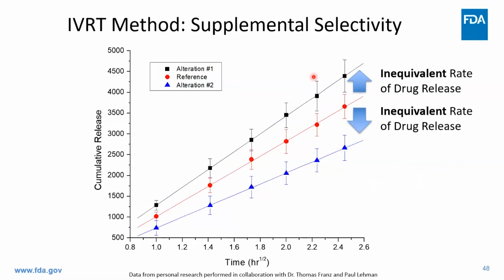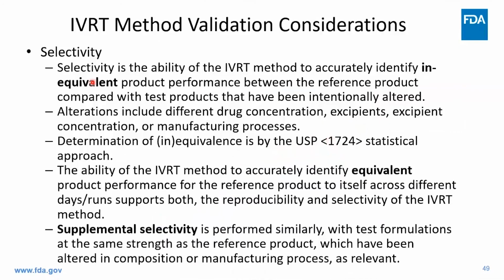So it's very nice if you can also show supplemental selectivity where you have the reference product as well as 2 other products that are altered, but all are at the same strength, and to be able to show that you can actually discriminate inequivalent release rates for different products at the same strength, which is what your test and reference product in the pivotal study are going to be. So selectivity is the ability of the IVRT method to accurately identify inequivalent product performance between the reference product compared with test products that have been intentionally altered.